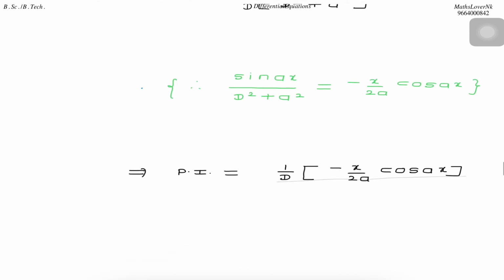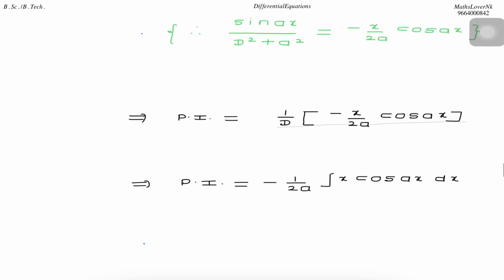When we take it to the upper side, it becomes the integral. So PI = minus 1 upon 2a outside, and the 1 upon D becomes the integration of the given function x cos ax with respect to x. So ∫x cos ax dx. Now we solve this integral by the ILATE rule.